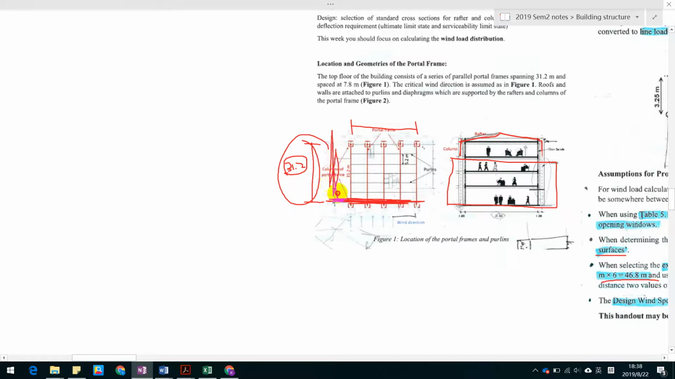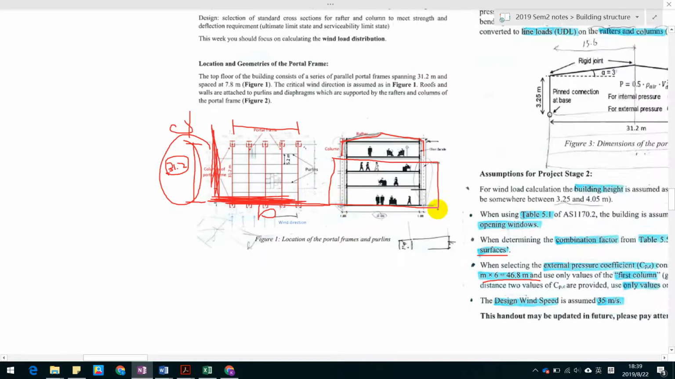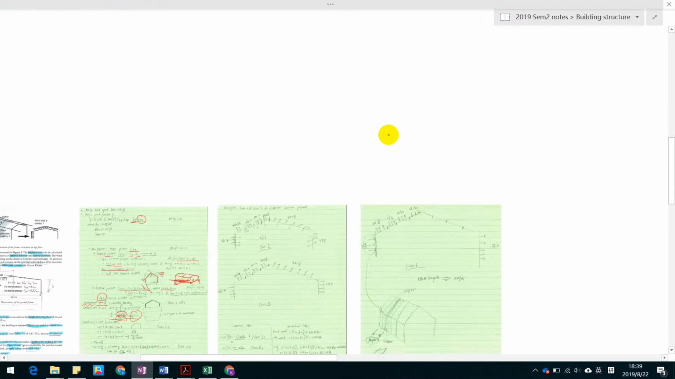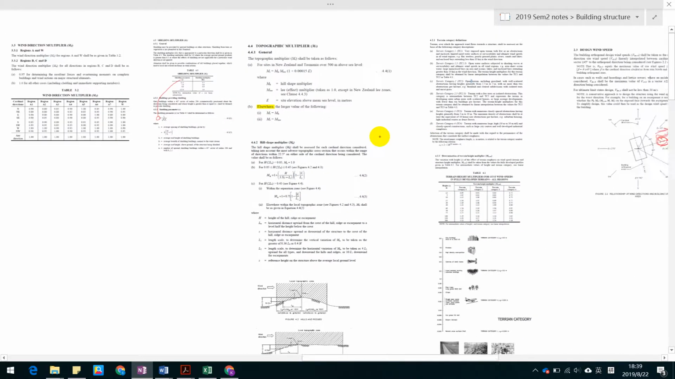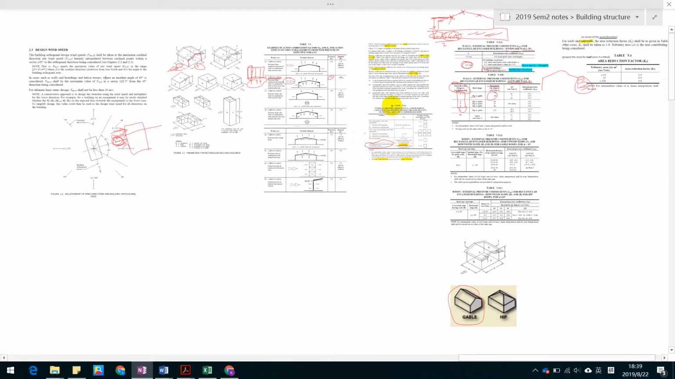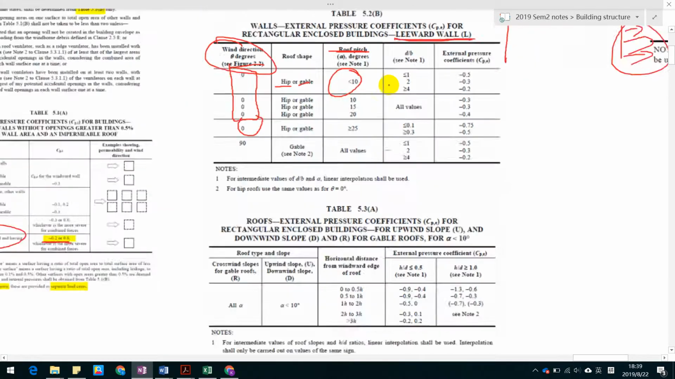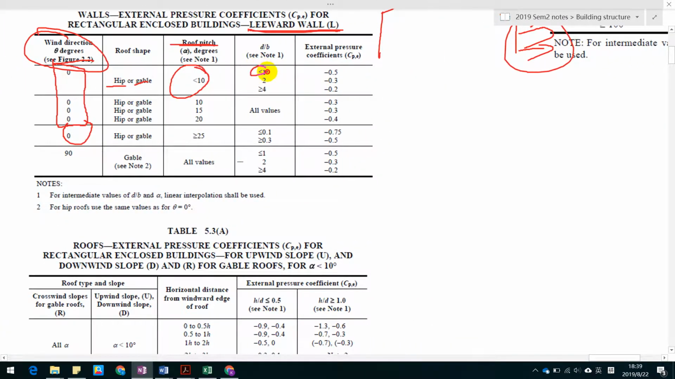So this D over this B, D over B. Okay, so we have calculated that this is 0.67. And if that is the case, we come back to the chart to find S more than 1. That's why the external pressure coefficient is determined as negative 0.5.